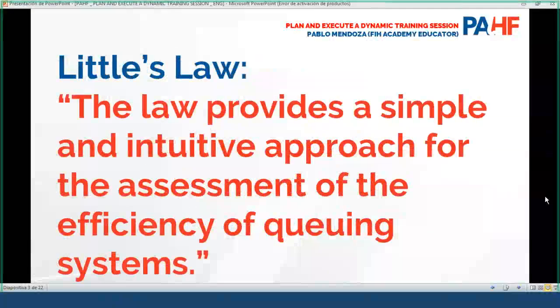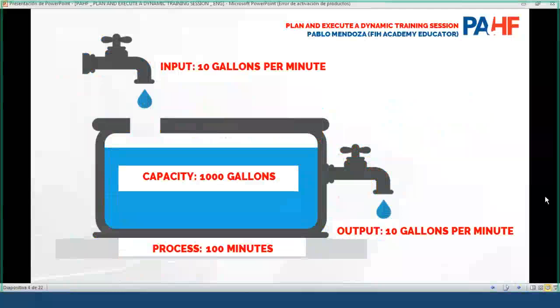We're going to start describing a law that is more of a business law. It's called Little's Law, which is a law that provides a simple and intuitive approach for the assessment of the efficiency of queuing systems. This law basically tells you how efficient a process runs, efficient in terms of time, of flow. I'm going to explain this easily.